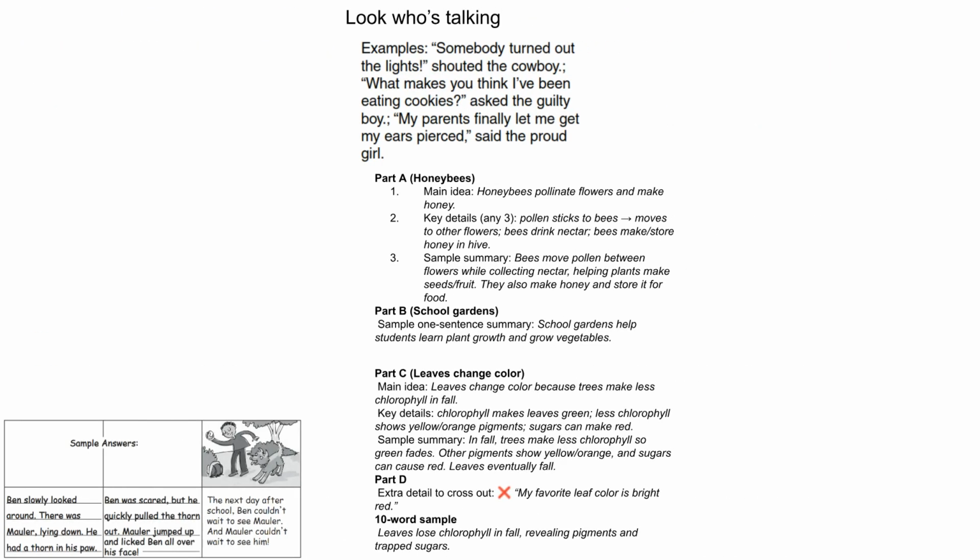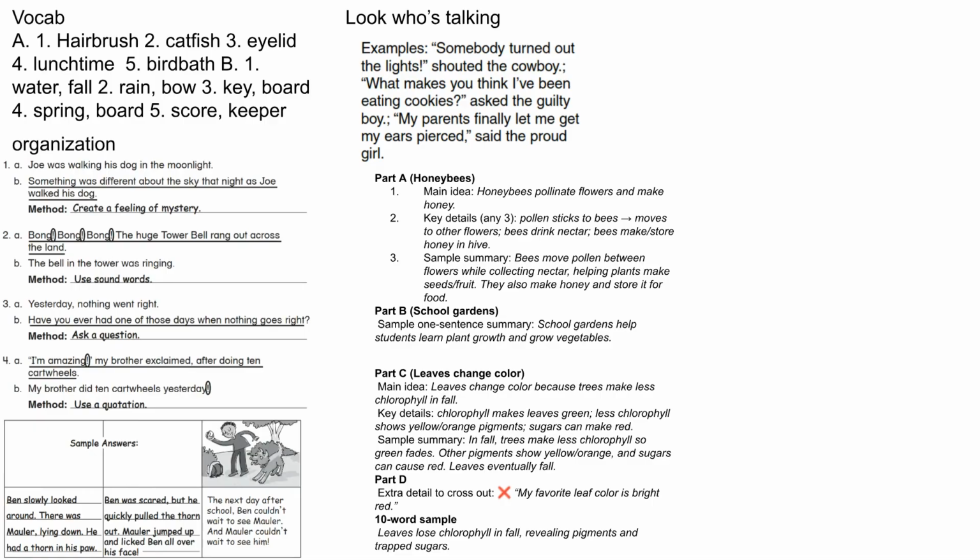This final page gives answers and sample responses. Use this page after you have already tried the work yourself. For the vocabulary section, check the compound word answers. For example, a brush for your hair is a hairbrush, and a fish that looks like a cat is a catfish. For the compound word parts, remember to split each word into the 2 smaller words, such as water plus fall, rain plus bow, and key plus board.